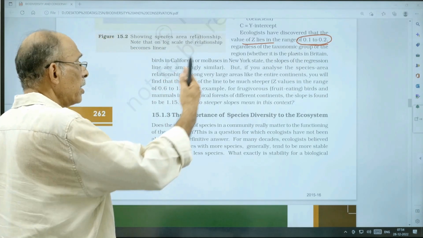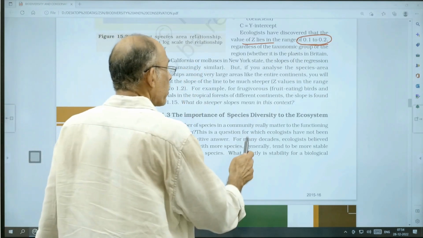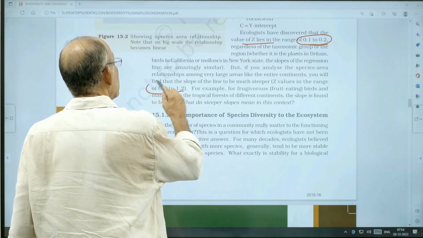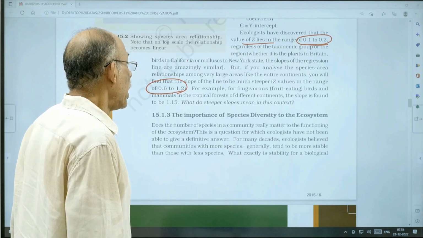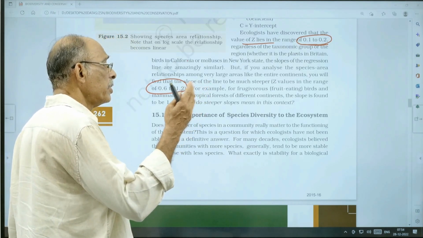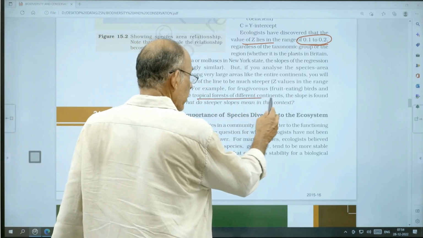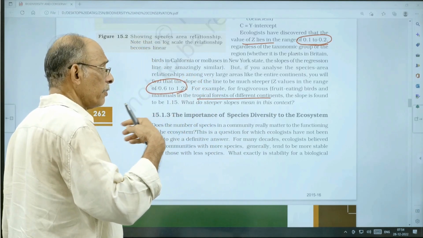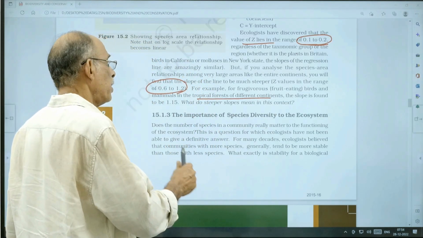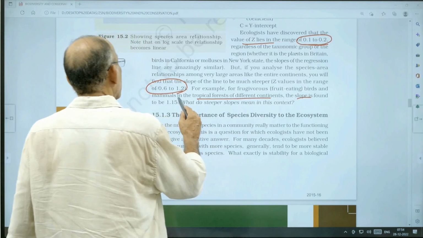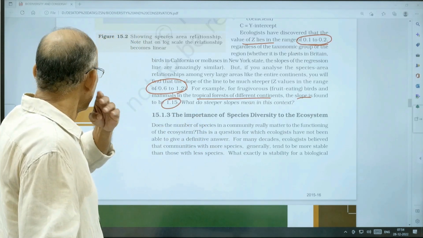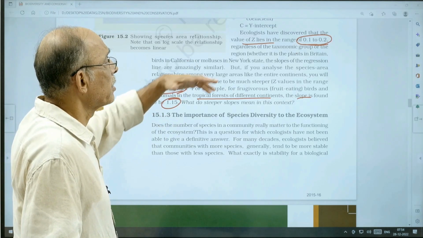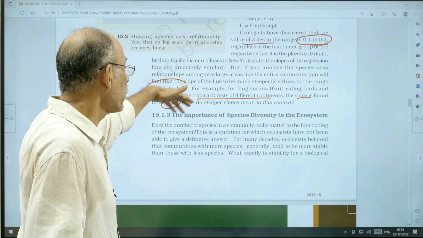Whereas if we increase the study area a bit more, it comes to 0.6 to 1.2. And if we take a huge area, the large tropical forests of all the continents, the slope of regression is found to be 1 to 1.15. So if we increase the study area, naturally the slope of regression goes on increasing.